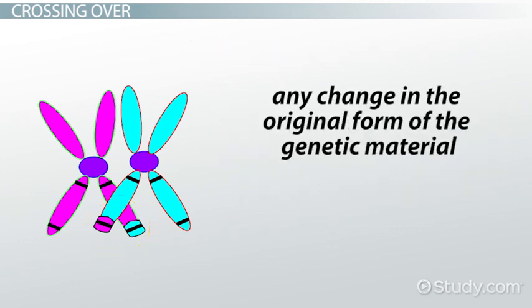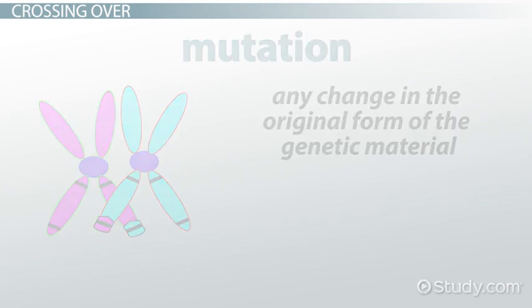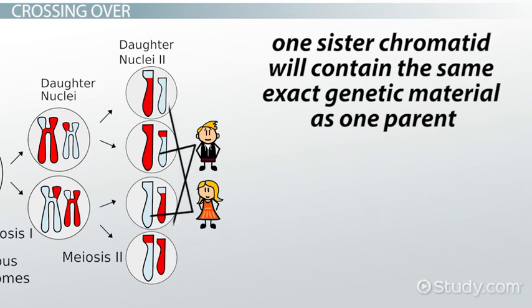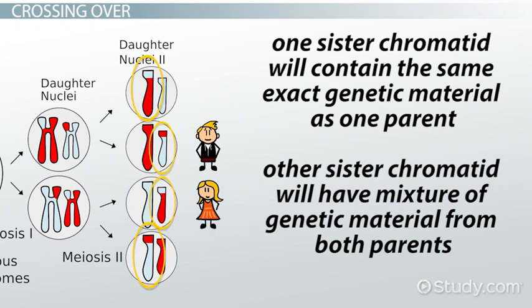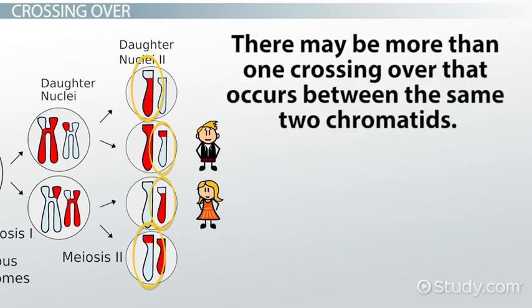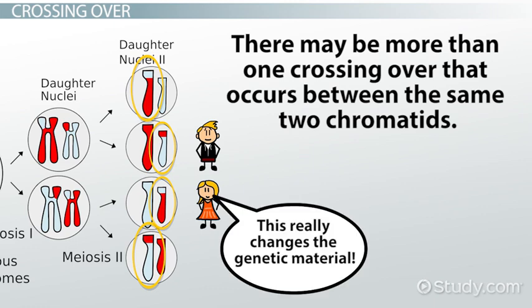Any change in the original form of the genetic material is called a mutation. One of the sister chromatids will contain the same exact genetic material as one parent. The other sister chromatid in the chromosome will have a mixture of genetic material from both parents. It is even likely that there may be more than one crossing over that occurs between the same two chromatids. This really changes the genetic material.